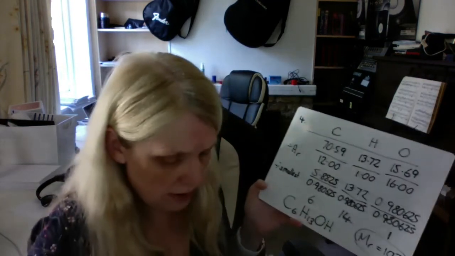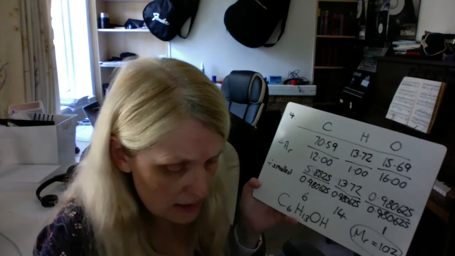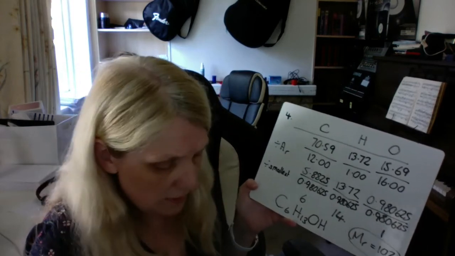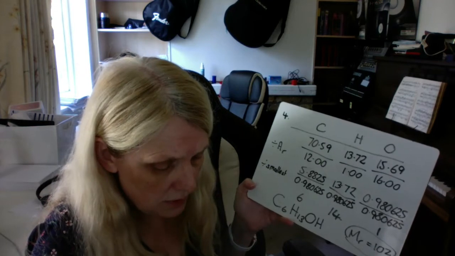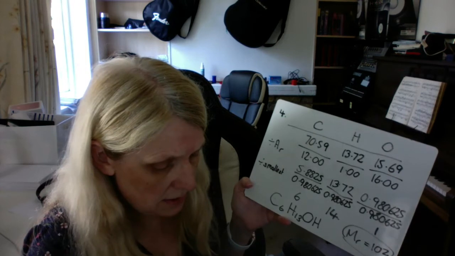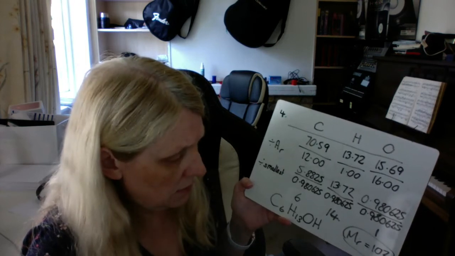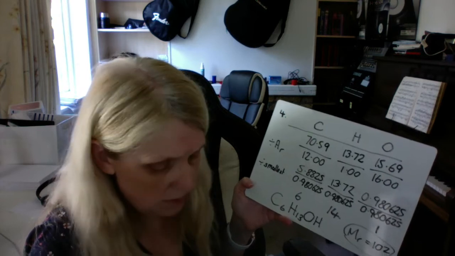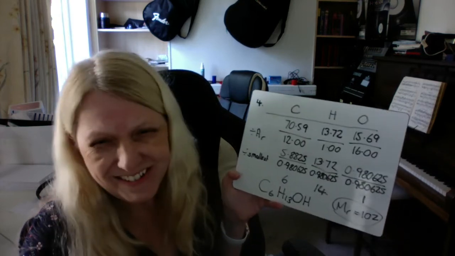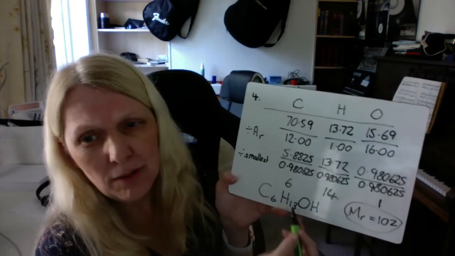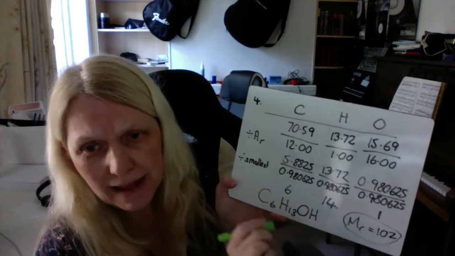Right, so I need six lots of 12, which is 72, plus 13 is 85, plus 16 is 101, plus 1, 102. See, so this actually has my Mr. So this is not only my empirical formula, it's also my molecular formula.